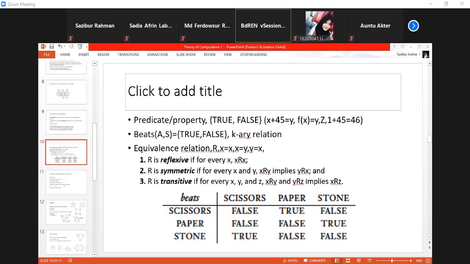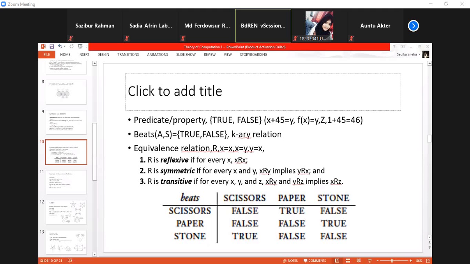A k-ary relation. The property whose domain is a set of k-tuples is called a relation. Normally, it's called a k-ary relation on A. So if the predicate has k arguments in the domain, then it is known as a k-ary relation.